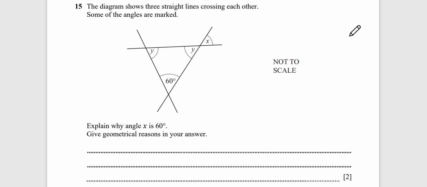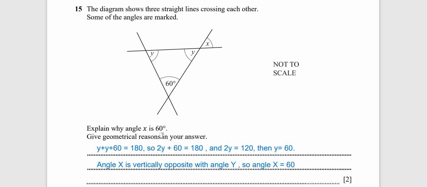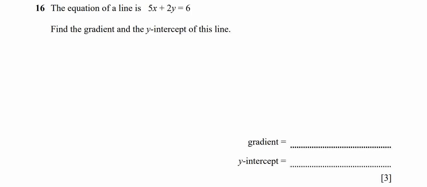Alright, let's open up the answer. So we see from here that this is a triangle. Y plus 2y plus 60 equals 180. And then 3y equals 120, so y is 60. Angle x is vertically opposite with angle y. So angle x is 60. That's the reason.